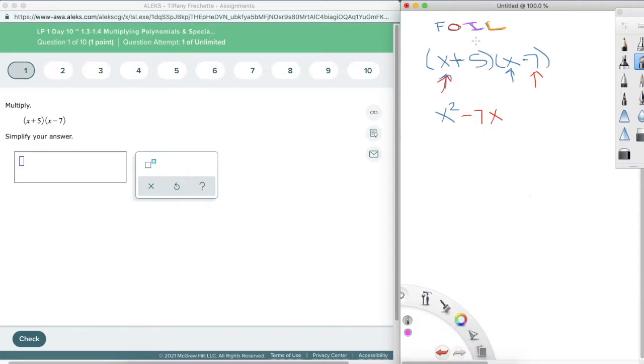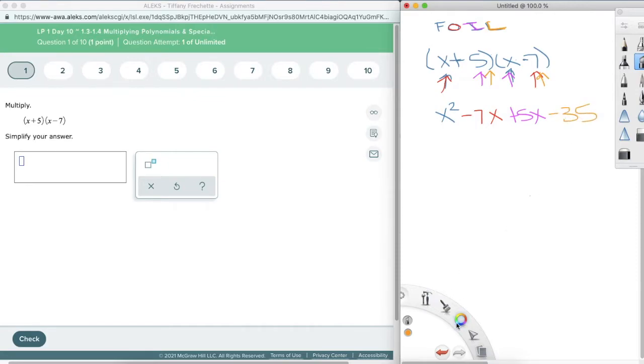Inside refers to the ones that you can get closest to the inside here. So it would be 5 and x. So 5 times x gets us positive 5x. And then the last one here we did in orange. So last means literally the last pieces, just like the first pieces. So we have 5 and -7. So 5 times -7 is -35.